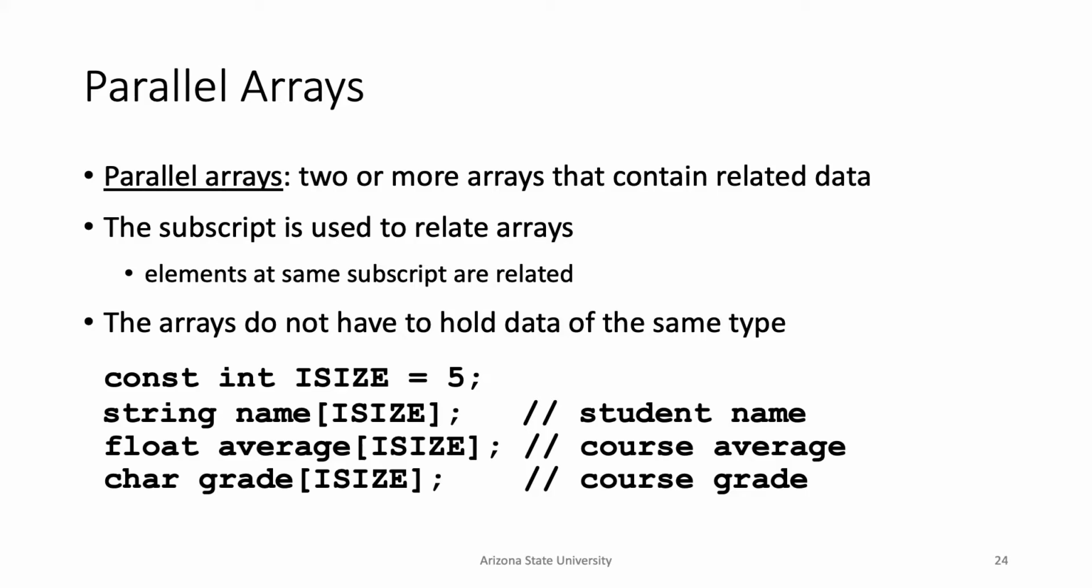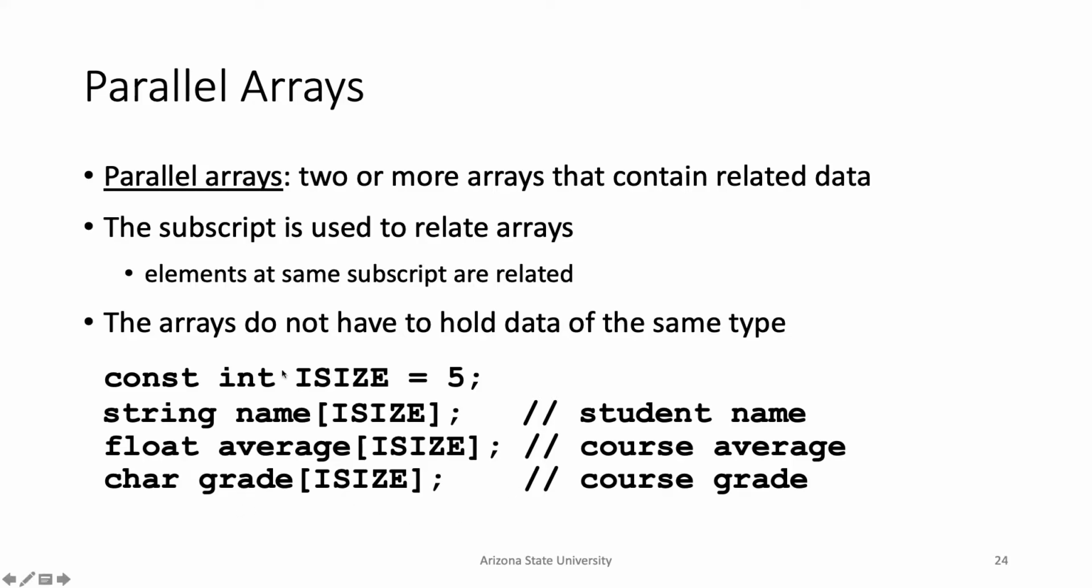But the issue is, what if I update one student? So maybe one student graduated and now a new student comes along and takes up index 0. What do I have to do? I have to update all of the arrays simultaneously. I have to update the name, the average, and the grade across the arrays for this one student. Whereas if I just had one student object array, then I only need to make one update.